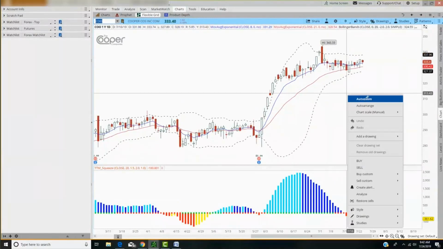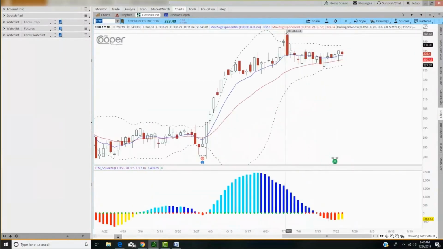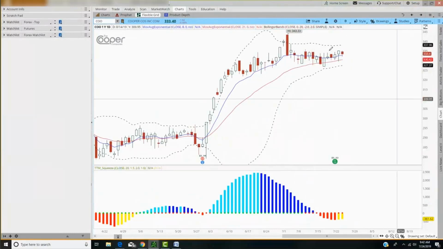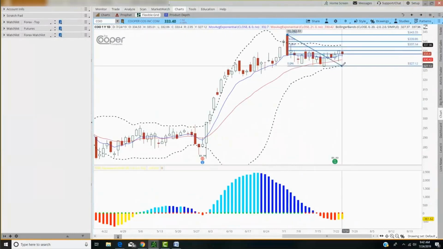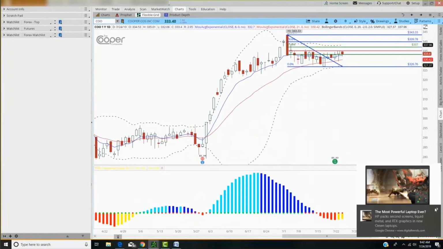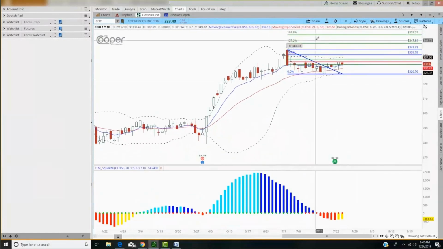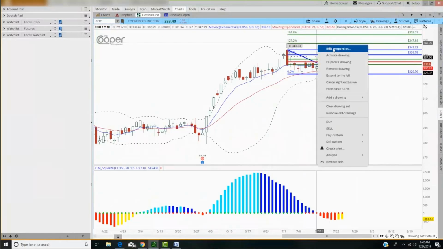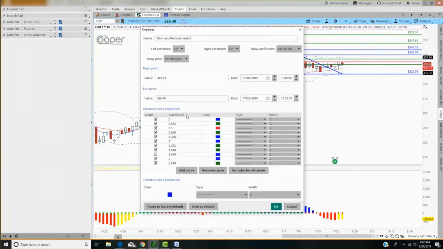So if we're going to look at a price target, highest high to the lowest low, okay? Highest high to the lowest low, okay? That's how you do it. And it's the 1272 Fibonacci. So if you want to edit the Fibonacci, just go to Edit. You can take a screenshot. This is what my Fibonacci's look like, okay?